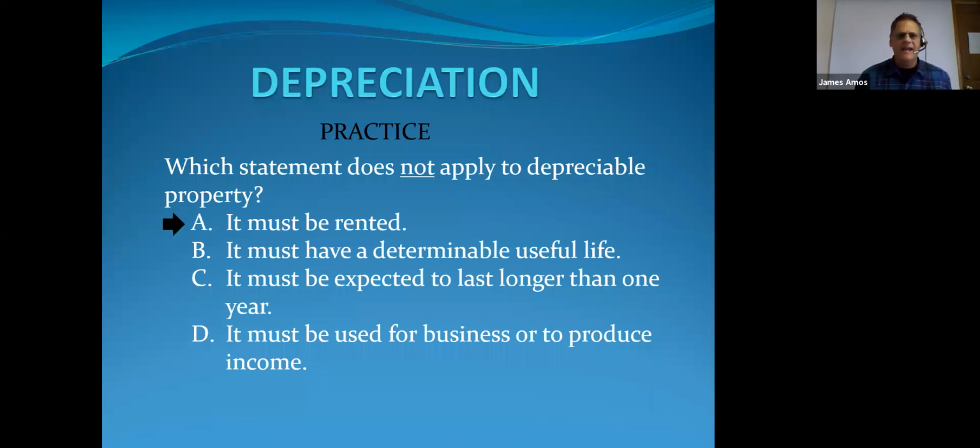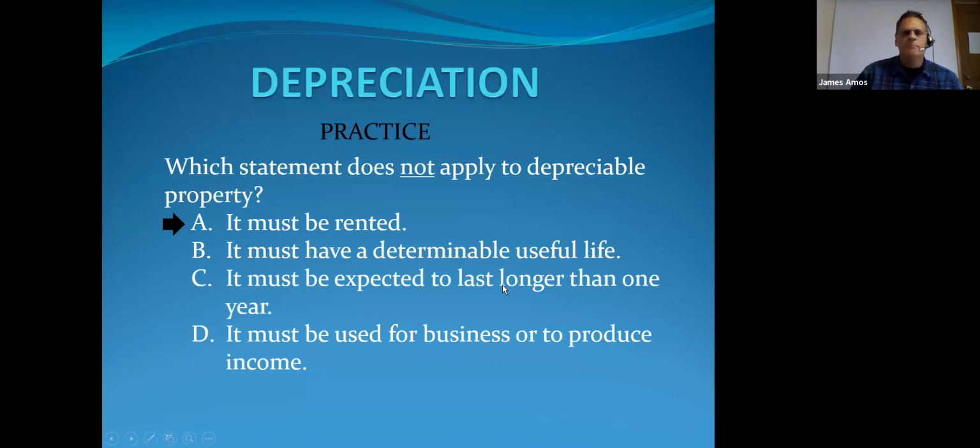Okay. The answer is A, just like you said, it must be rented. That's not a requirement for depreciable property. What is a requirement is it has to have a determinable useful life. In other words, it has to have 3 years or 5 years or 7 years or so on. And it must be expected to last longer than 1 year.